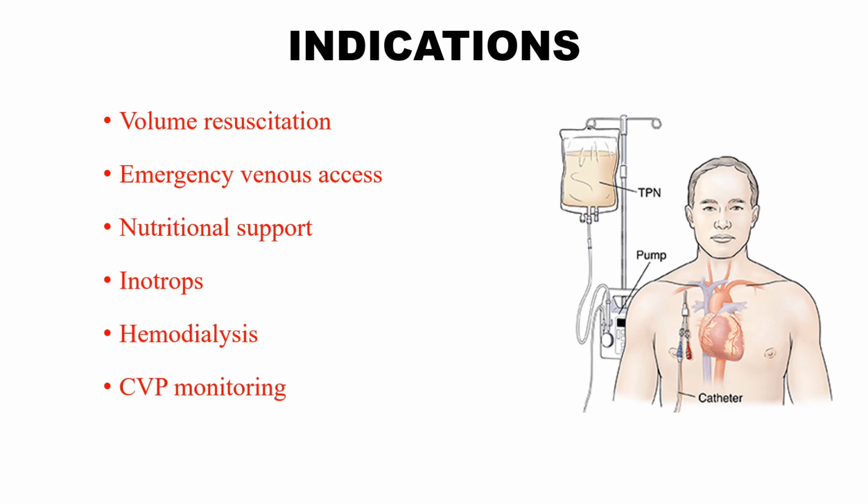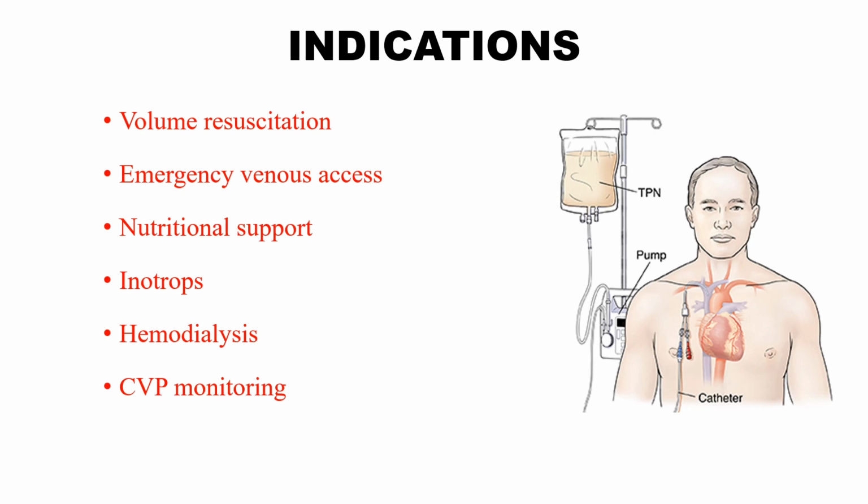Volume resuscitation, in order to rapidly deliver large amounts of fluid or blood, for example, in shock, a central venous catheter is indicated. Emergency venous access is, for example, for blood withdrawal or for medication administration. Third one is nutritional support, in order to deliver nutrition directly into the blood when food or liquids cannot be given through the mouth, stomach or intestine. For example, total parenteral nutrition.